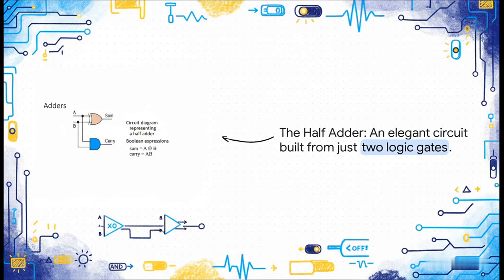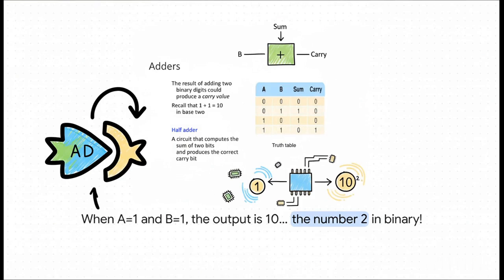And this right here is the blueprint. This is for something called a half adder. And just look at it. It's so elegant, so simple. It's just two of our logic gates. One is an XOR gate, which is just a fancy type of OR gate, and the other is our old friend the AND gate. And they're just wired together in this specific way. That's the entire design. But what does it actually do?